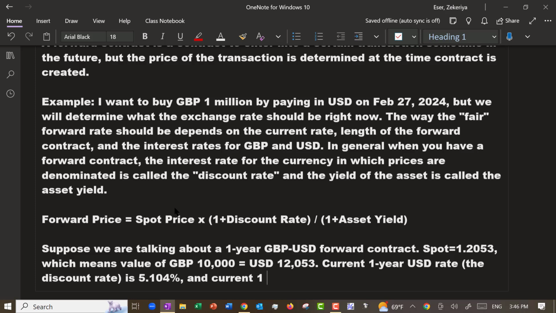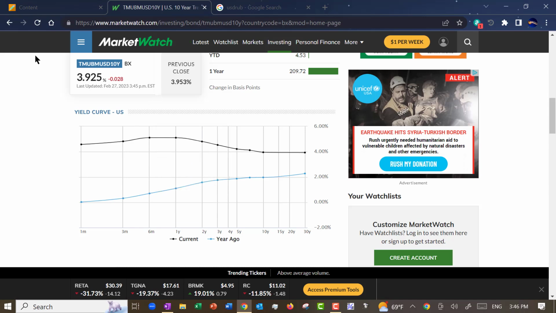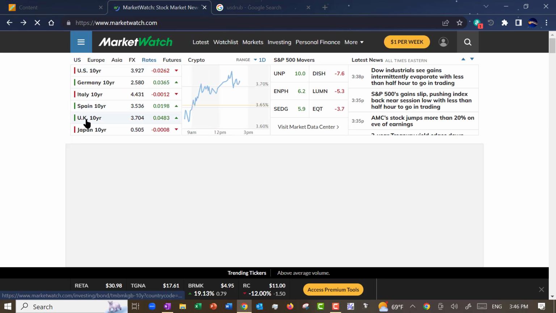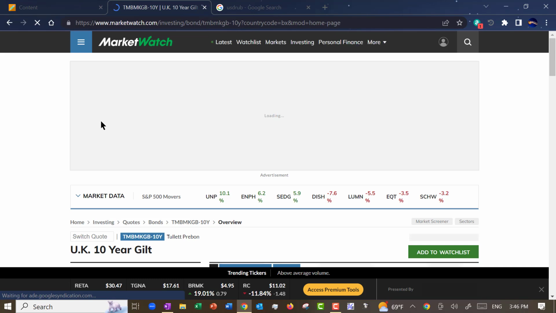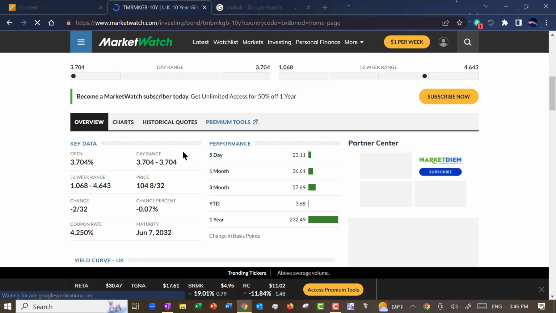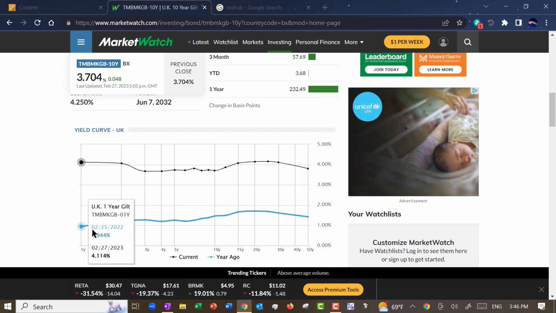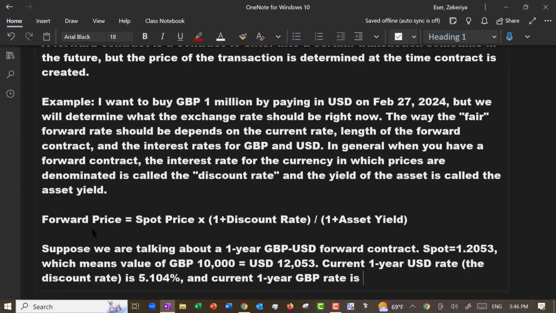And the current 1 year pound rate is, let's go back. I have a similar curve for treasury bonds of the UK government, which are called gilts instead of bonds. In German, they're called Bunds, which is different stuff. 4.114.